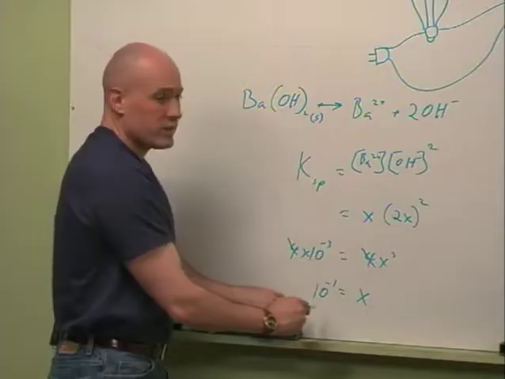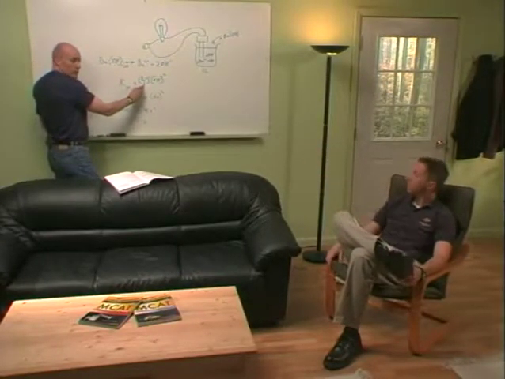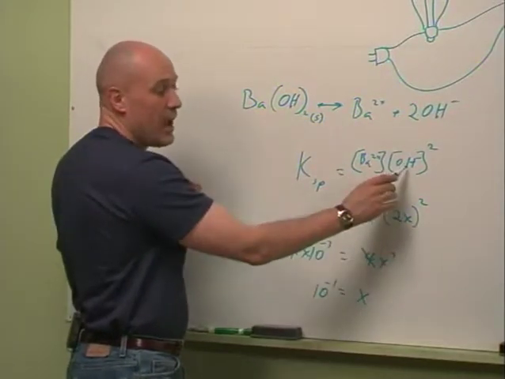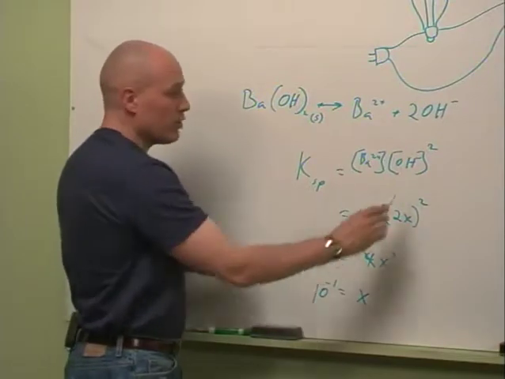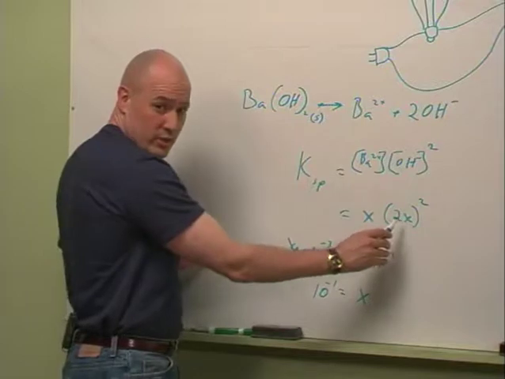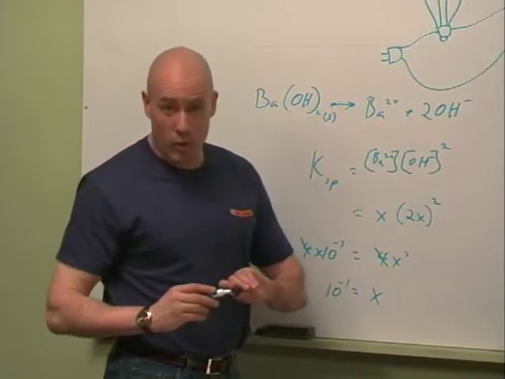Now what was the X? X is the number of barium ions, but it's half the number of hydroxide ions. So we have to multiply this by 2 to get the total number, because remember, the concentration of hydroxide ions was 2X. So the answer choice is 2 times 10 to the negative 1, choice D.